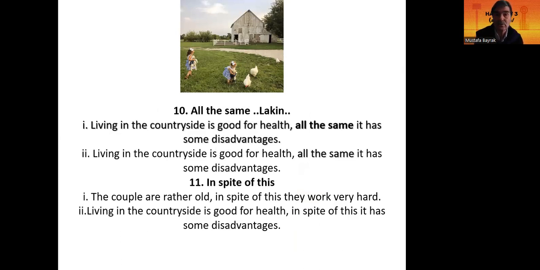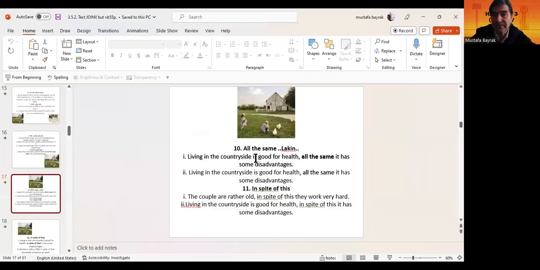Living in the countryside is good for health. All the same, it has some disadvantages. It is in spite of this. The couple are rather old. In spite of this, they work very hard. Living in the countryside is good for health. In spite of this, it has some disadvantages.